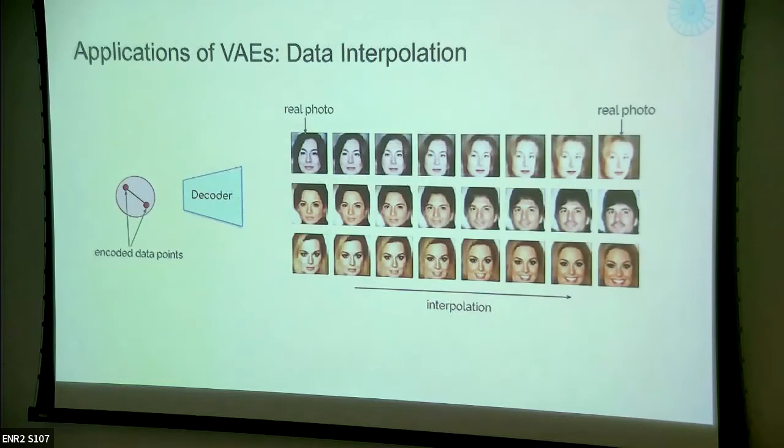So the first application is data interpolation. What we can do is take real data points, the real photos on the extreme ends here on the right, and map them into the latent space. Then we can connect the two in the latent space, for example, with a straight line. Because the latent space is continuous, every point along this line will result in a sensible image once we pass it through the decoder network and bring it back into data space. And so we get these really nice smooth transitions between very different faces, for example, here. And the same would be true for other data sets.